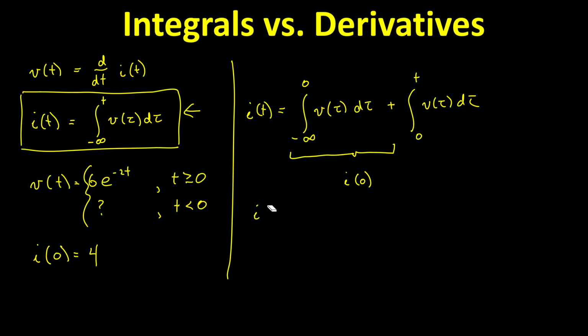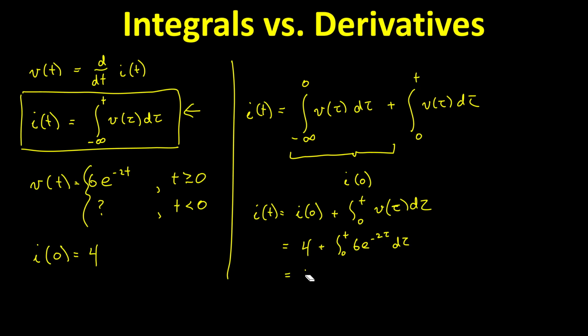So now we can say our current is equal to our initial current plus the integral between 0 and t of v of tau d tau. So let's work it out for this one particular problem. Our initial current we said was 4 down here. And we're going to integrate between 0 and t of our voltage up here, which is 6e to the minus 2. We'll do it the correct way. Since this is tau, we'll call this tau d tau.